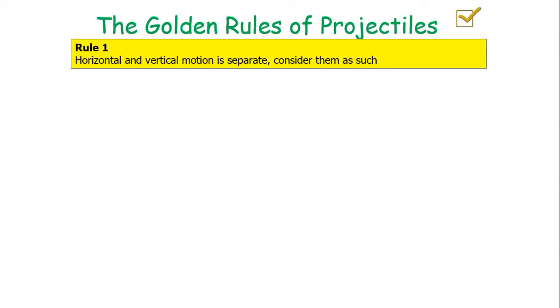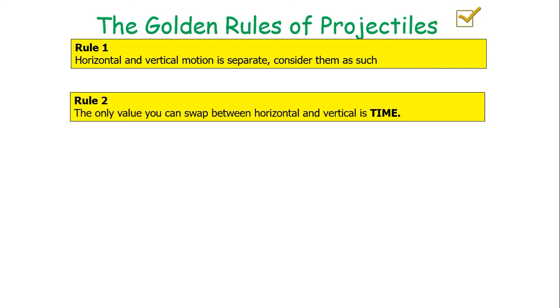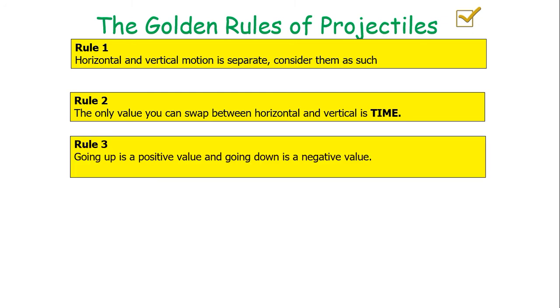So it leads to our golden rules of projectiles. Number 1, horizontal and vertical motion is separate, consider them as such. Rule number 2, the only value you can swap between the horizontal and vertical is the time. Number 3, going up is a positive value, so therefore going down is a negative value.